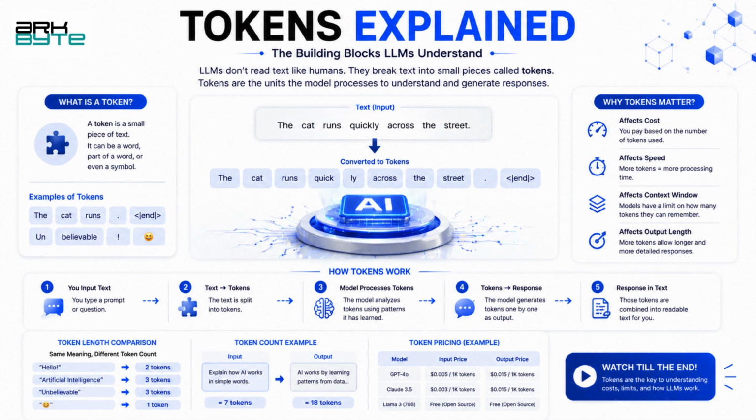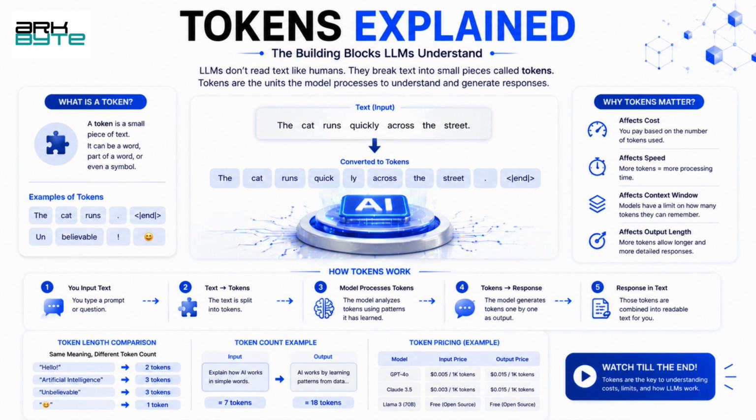So now let us understand what are tokens. Tokens are the small pieces of text that AI models read and process. LLMs do not read full sentences like humans. They break text into smaller parts called tokens. A token can be a word, part of a word, punctuation mark or a symbol. For example, the sentence "the cat runs quickly" may be split into pieces like "the", "cat", "runs", "quickly". It breaks a sentence into parts that are known as tokens.